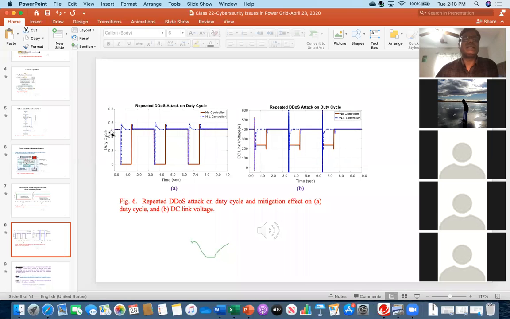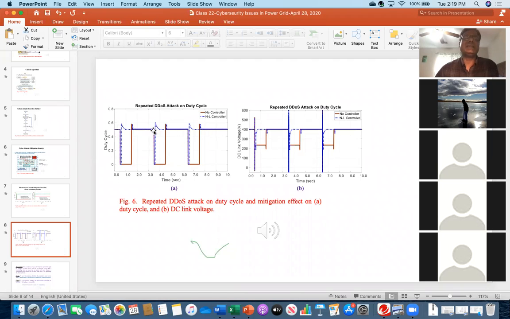The intruder is changing the duty cycle value from 0.5 to 0 at 0.5 second, and it continued until 1.5. And then your controller fixed it. The PI controller or nonlinear controller worked. The dotted green signal, your duty cycle, returned back, and then it looks like it's properly fine.